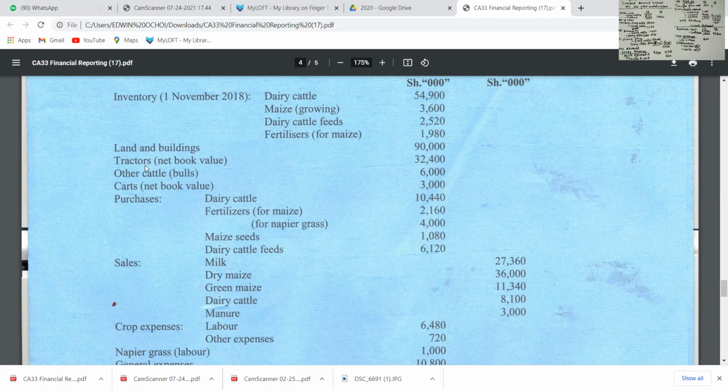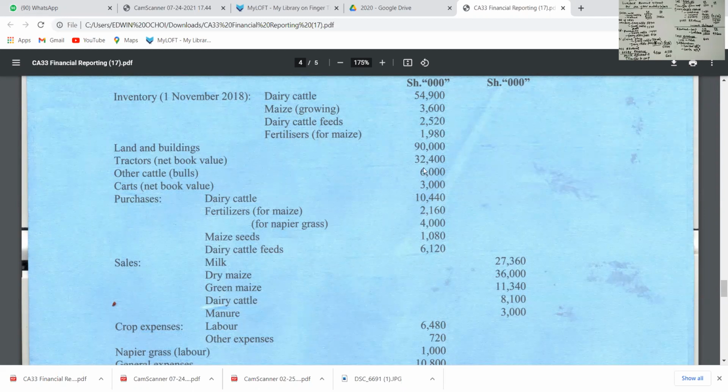If it was on cost, they would have provided accumulated depreciation. So you would take the cost minus accumulated depreciation, then you multiply with the depreciation rate for the year. That is how the reducing balance method goes. You have to deduct accumulated depreciation from the cost so that you get the net book value before you multiply with the rate. But here they have already deducted. That is why they gave you the net book value.